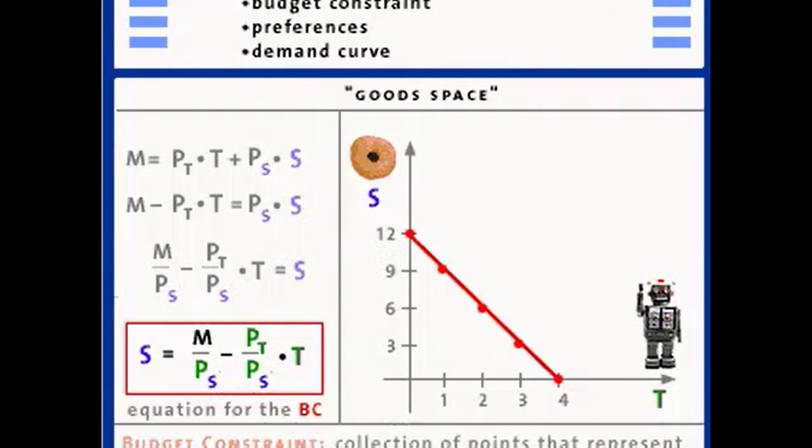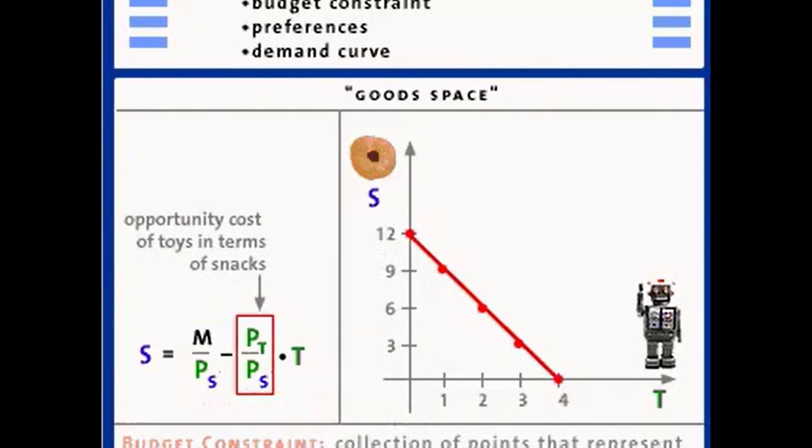But this relative price term, the price of toys divided by the price of snacks, is important because it's the opportunity cost of getting another toy. The opportunity cost of buying another toy is this number right here, or the 3 snacks that you have to give up to get that toy.